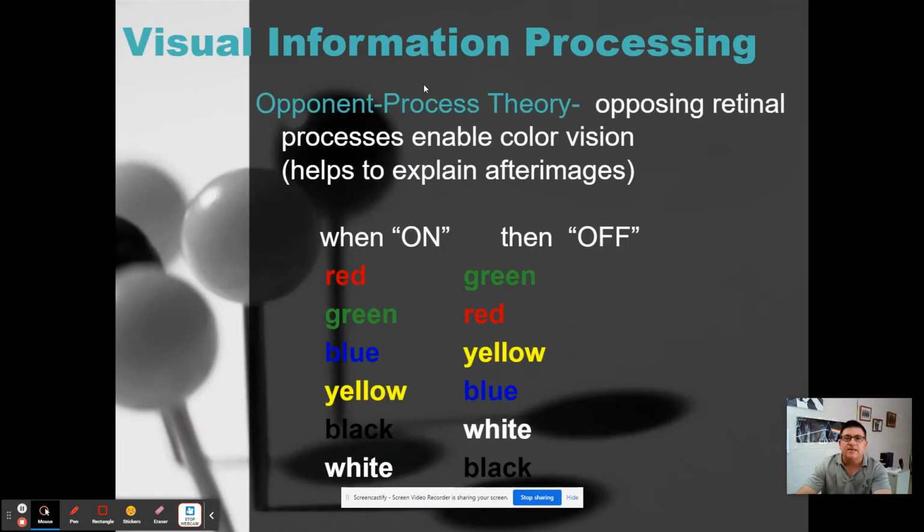Opponent process theory, trichromatic theory part 2, helps to explain afterimages. When you were staring at that flag, the colors of the flag, the blues, etc., the burnt afterimage shows you the opposite color.